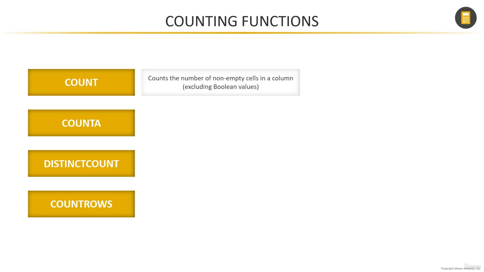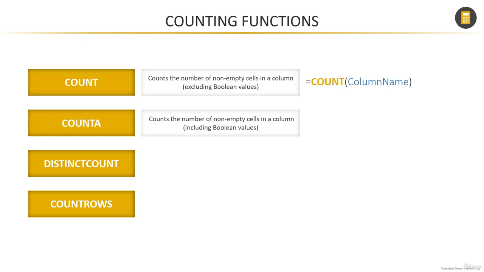So starting out with count, count is designed to find cells in a column that contain numbers specifically. All you do is write the count function, point it to a column containing values, and you're good to go. Count A is very similar, but this counts the number of non-empty cells in a column that could include numerical or text-based values. So syntax-wise, same deal here. Single argument for the column name.